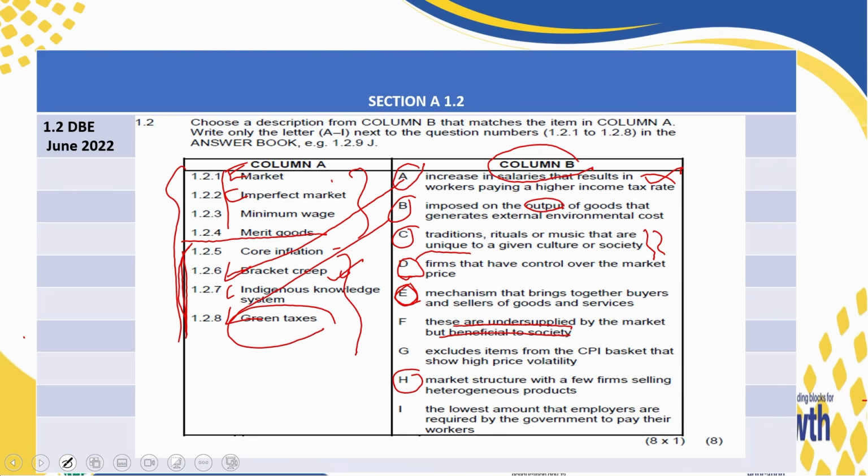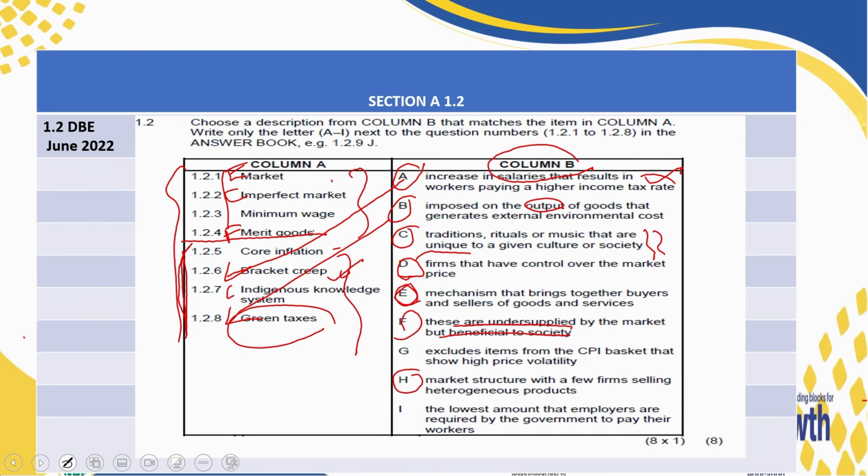Is it a minimum wage? Merit goods? Kind of looking good here. Core inflation is also still there. But the most correct answer here is your merit goods. Now, what letter is it? It is our letter F. And we take it and we put it here.